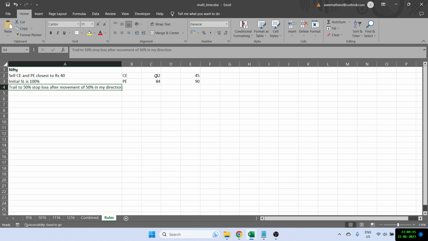And then I have a trailing stop loss. So once the price of the call or the price of the put goes down by 50%, then I will reduce my stop loss also by 50%, right? So that's a very simple strategy. It's an intraday strategy. I will exit at, let's say, 3:15, and there is no rollover. So I will exit the trade during the day.